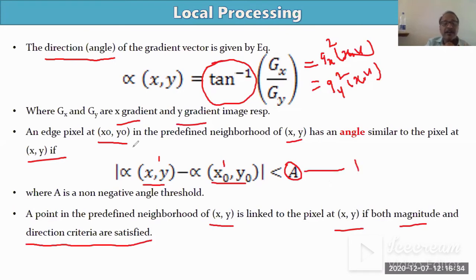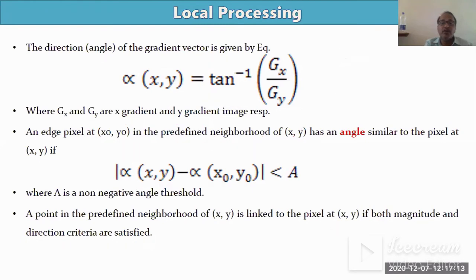So that is, f of xy minus f of x0 y0 is less than or equal to E. So if both these criteria are satisfied, meaning the magnitude of the strength and the angle, then we can say that these two pixels are able to join. That means we can join these two pixels if we satisfy these two criteria. So this is a local processing technique.